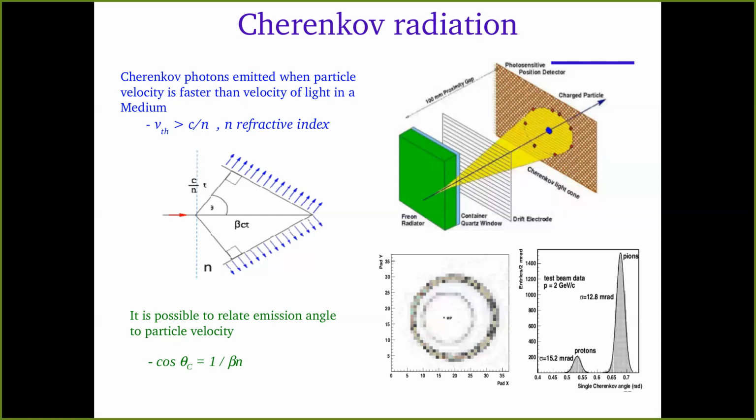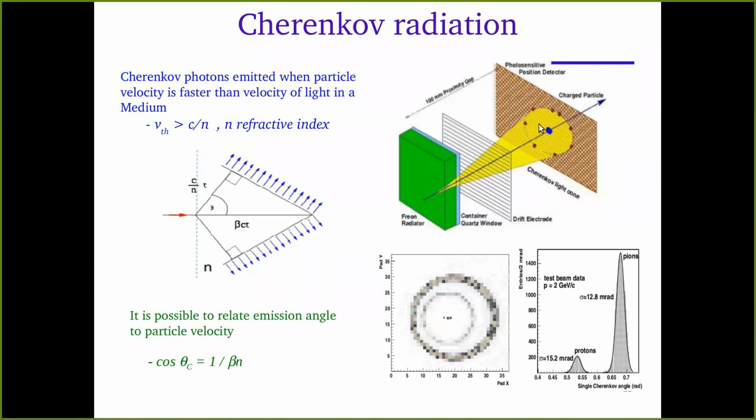Now, if these Cherenkov photons can be collected on position-sensitive photosensitive detectors, you can actually construct these types of rings from the Cherenkov radiation. And as you see, the angle depends on beta. So you can clearly say that if your particle has a lower value of beta, you will have Cherenkov radiation with a larger angle, larger theta.